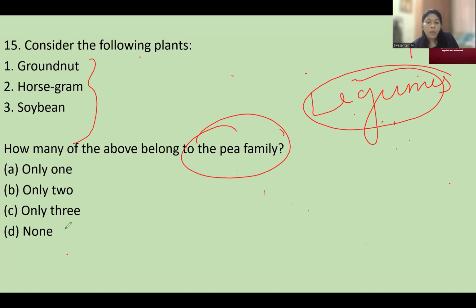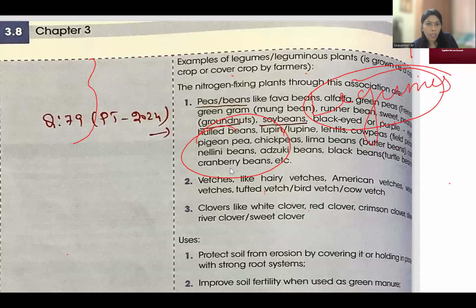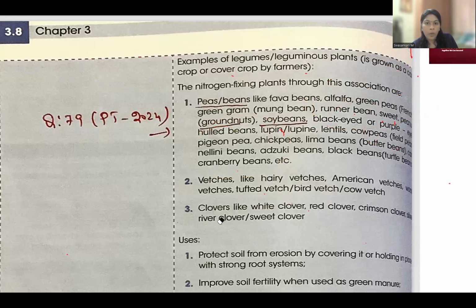That is C. I can show you the proof for that in the book, how I have mentioned it. See here, students, we have written it. At least you would have read the book. If you read it thoroughly, you would have known that. See, soya beans, groundnuts, I mentioned here in the book. So this is what they have asked.